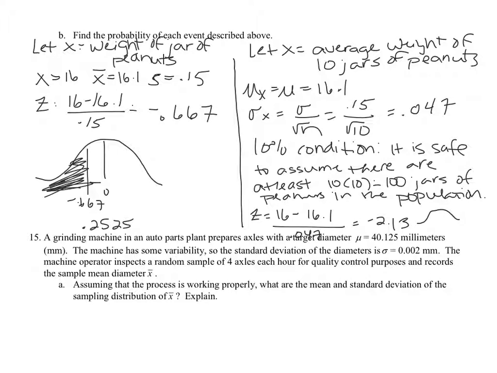So if we draw a curve, here's 0, negative 2.13, and then less than. So we do our normal CDF, and our area is going to be about 0.0175. So you can see that there's a much smaller chance of getting an average of 10 jars of peanuts that have less than 16 ounces in them versus one single jar.